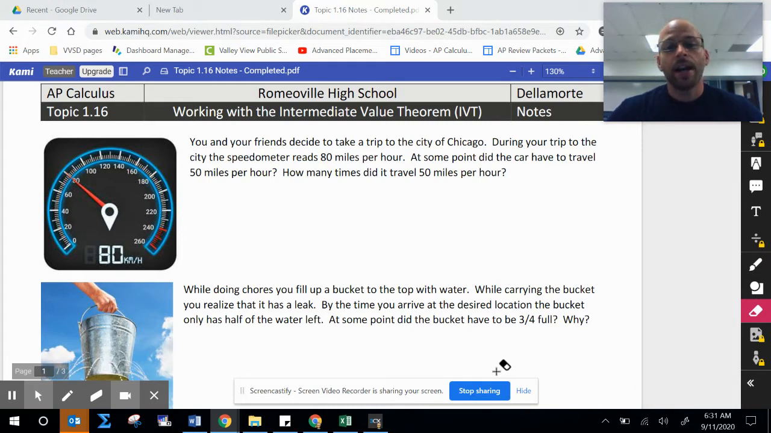Now the question is, how many times did it travel 50 miles per hour? Ultimately, you can make the argument that it's going to happen at least twice. If I start at a stop and I end in the city at a stop, I know I have to go up to 80 and back down. I know it's got to pass through 50 miles per hour at least twice. Now, it could be more, but I know it's guaranteed at least twice.